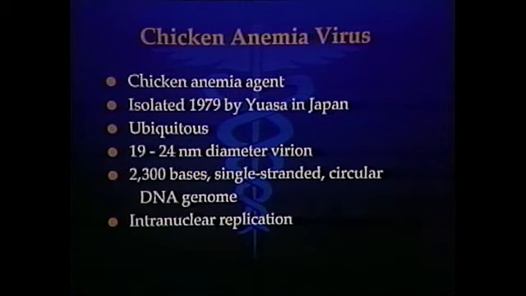Chicken anemia virus is ubiquitous in distribution, and it has a larger diameter to the virion, up to 24 nanometers in diameter. Of the avian circoviruses, again, it has the largest DNA genome, which is 2,300 bases in length, and the replication is intranuclear.